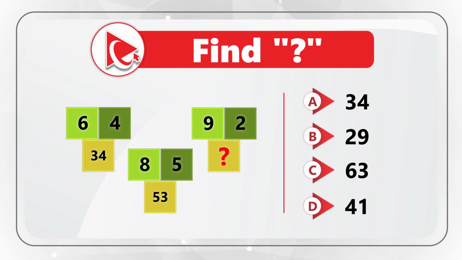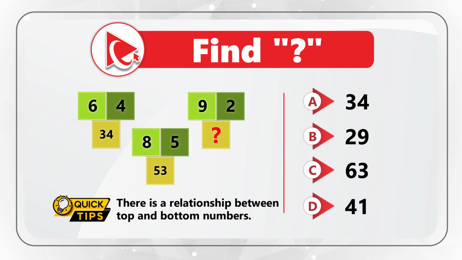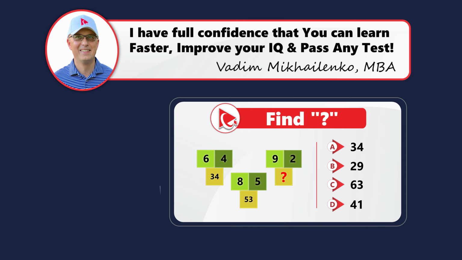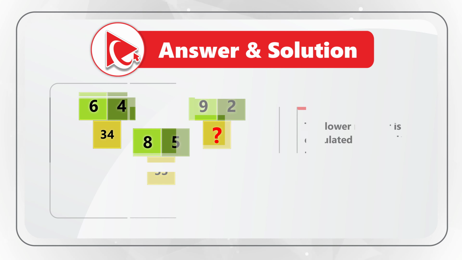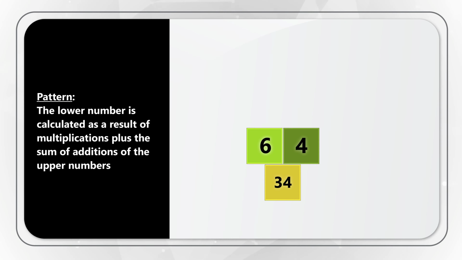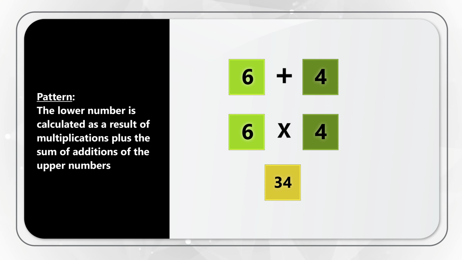Take a close look to see if you can complete the calculations. I'm going to give you a quick hint. See if there's a relationship between the top 2 numbers and the bottom number. But this is about as much as I'm gonna give you, because I'm moving forward to share with you my version of the solution. And obviously, if you have a better way to solve it, please make sure to post in comments. I think there is a very interesting and unusual pattern here between the top 2 numbers and the bottom number. In fact, the lower number is calculated as a result of multiplication plus the sum of the upper numbers.